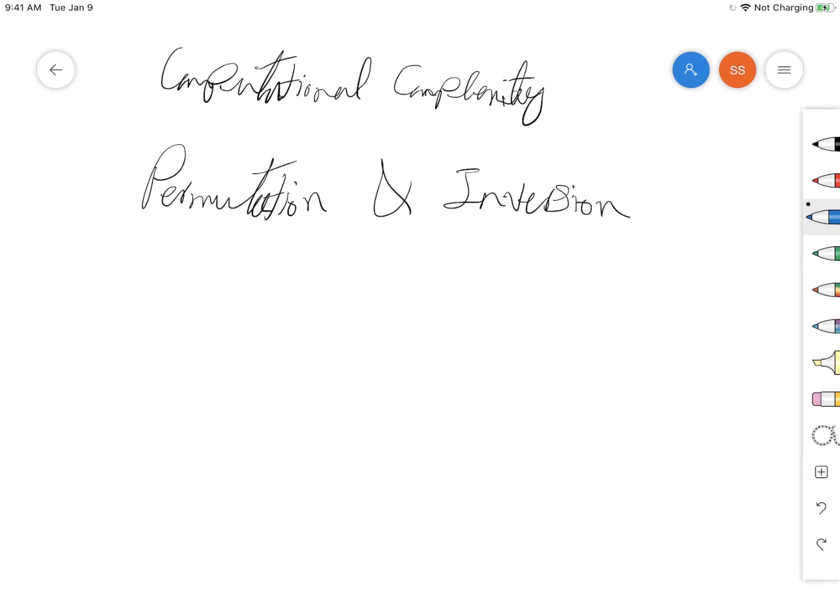Hello everyone. Today we're going to continue our discussion on computational complexity. So far we talked about the analysis of the time complexity of selection sort, insertion sort, and exchange sort. We're going to talk about permutation and inversion terms, and see how, with these concepts, we can find lower bounds for simple sorting algorithms.